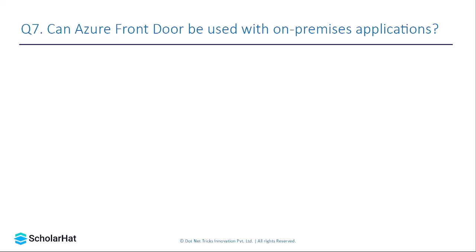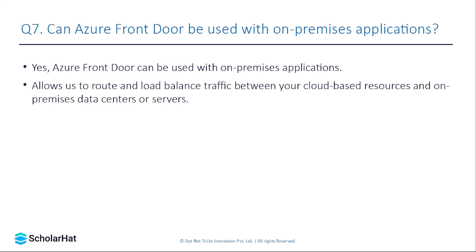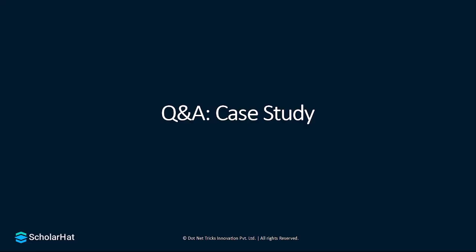The next question is can Azure Front Door be used with an on-premise application? Yes, Azure Front Door can be used with on-premise applications as well. It allows us to route and load balance traffic between the cloud-based resources and the on-premise data center and servers. This capability is particularly useful in a hybrid cloud environment where we have a combination of cloud and on-premise resources.